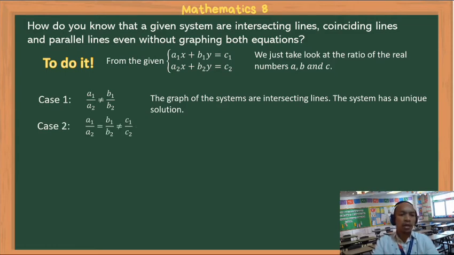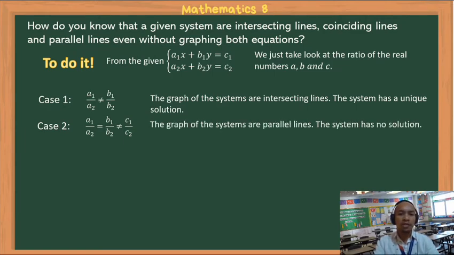So second case, if a sub 1 over a sub 2 is equal to b sub 1 over b sub 2, but it's not equal to c sub 1 over c sub 2, then we can say that the graphs of the system are parallel lines. So again, if the lines are parallel, no intersection, that means that the system has no solution.